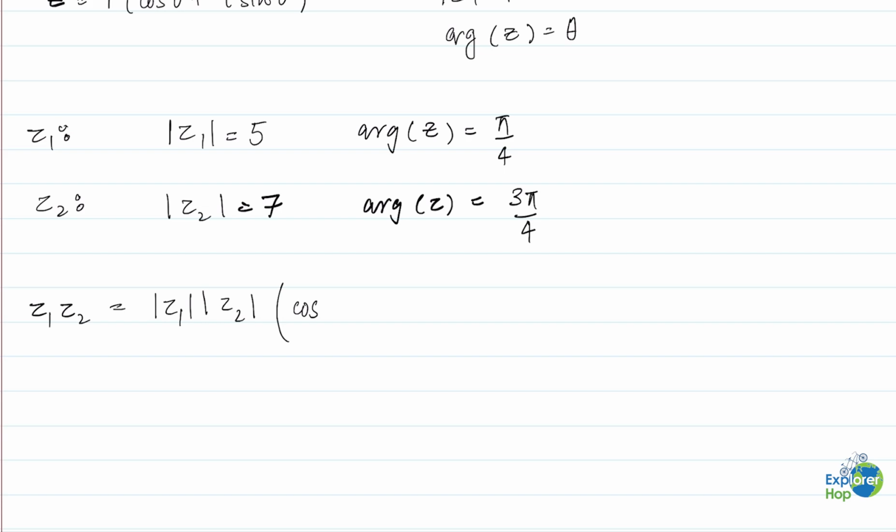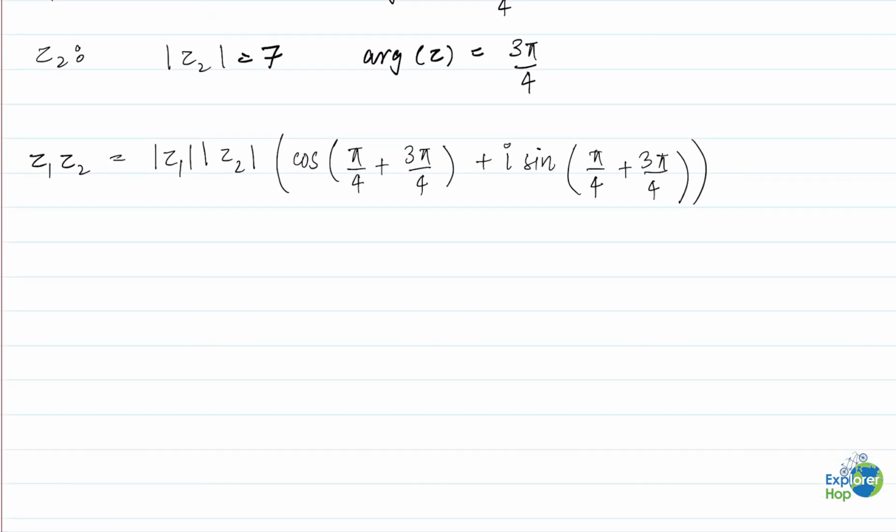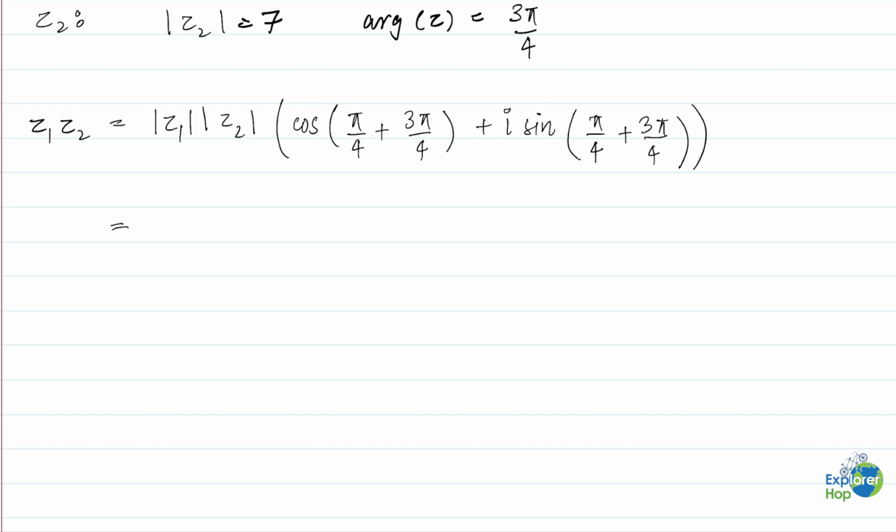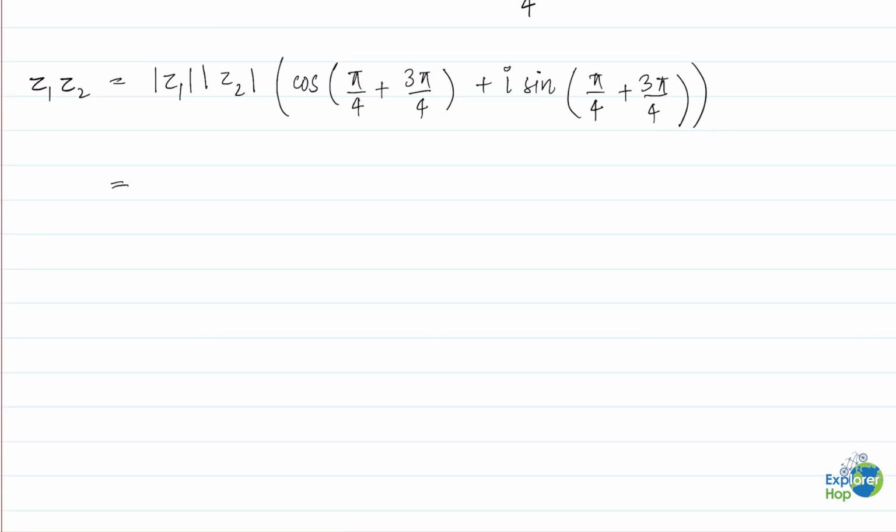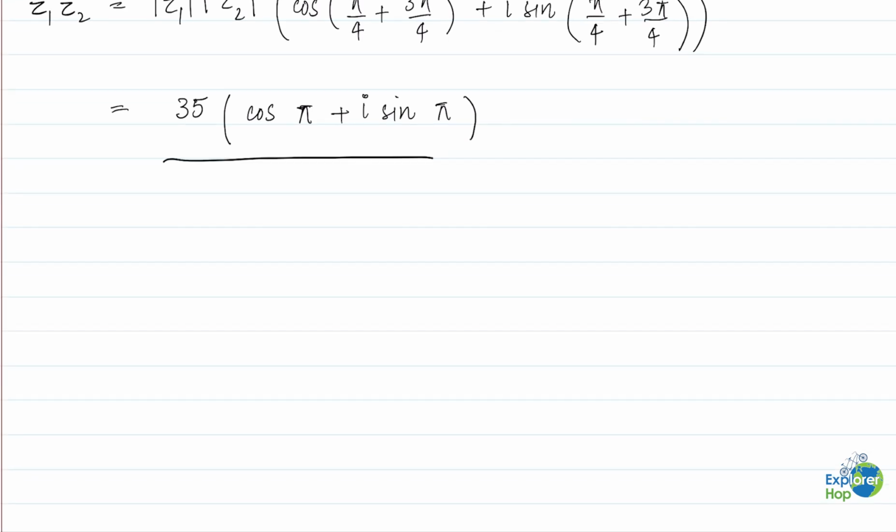We know that. And the argument of the resultant complex number is always the sum of the arguments of the original two complex numbers. So here the sum would be pi by 4 plus 3 pi by 4, and the same would go for the sine, pi by 4 plus 3 pi by 4. Again, we know that the modulus of z1 is 5 and the modulus of z2 is 7, so multiplying them we would get 35, and simplifying this we would get cos of pi plus i sine of pi, and this would be our final answer.